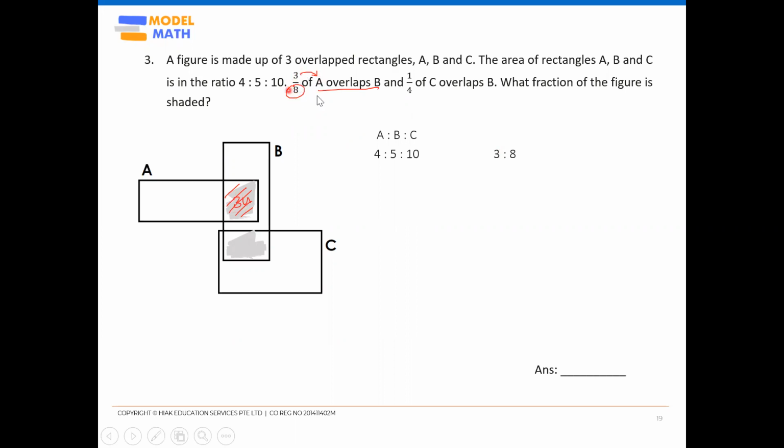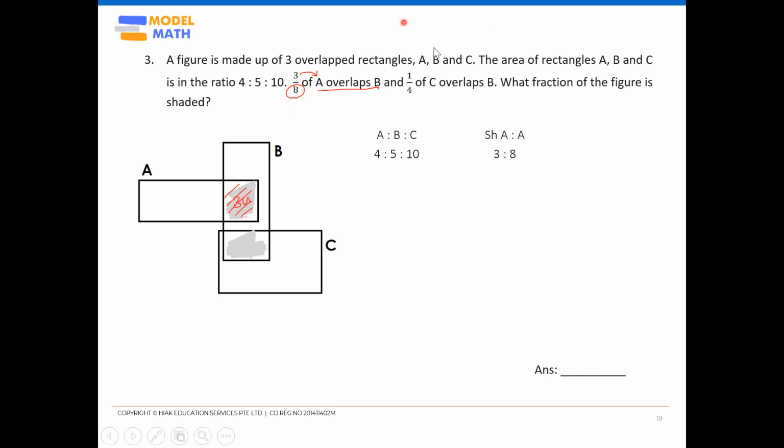If you read this alone, you should be able to tell that your 8 units refers to the entire rectangle A. When I say 3 out of 8 of something, then the denominator should refer to the entire item here. So 8 units is your A, 3 units is the overlapped portion from A. That means I can write it down as shaded A to the whole of A. SH in this case means the shaded portion, which is also the overlap portion.